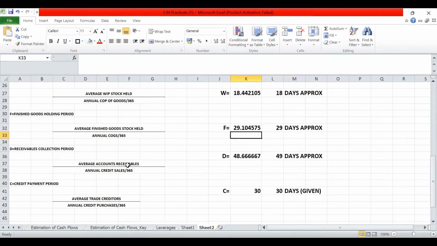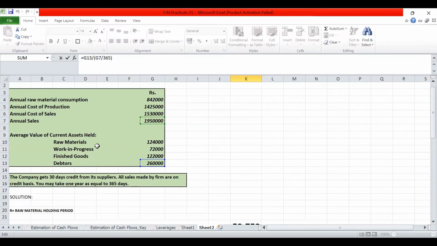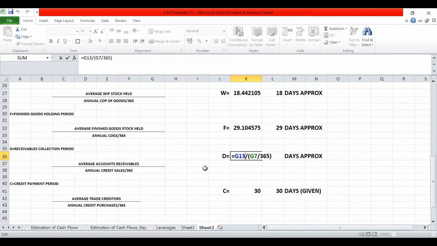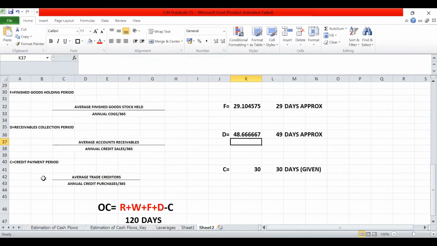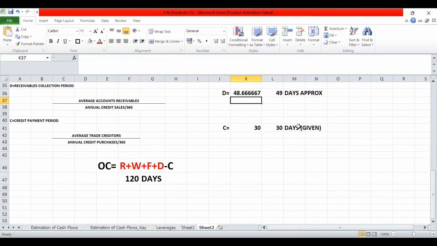Similarly, receivables collection period will be calculated as the average accounts receivable. So it is given to us as debtors of 2,60,000 divided by annual credit sales. So the question says that all sales made by the firm are on credit basis. Therefore, annual sales will be taken as the denominator. Divided by 365 will give you the answer as 49 days approximately. Similarly, credit payment period is already given to us. So if you read the question, the company gets 30 days credit from its suppliers. So this is given to us. So we will write it as given.